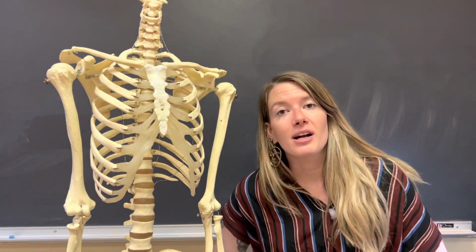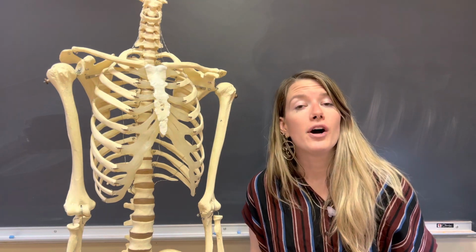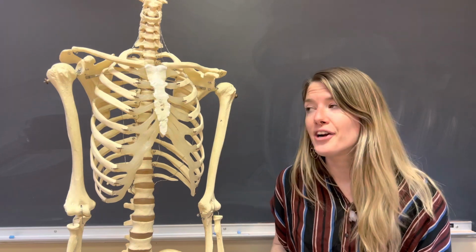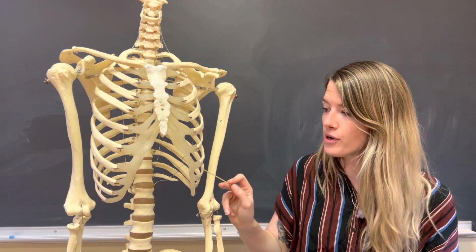So let's move on and talk about the ribs. Your ribs can be broken up into two major categories. Now, you have 12 ribs total. So your first 7 are going to be true ribs, and your last 5 ribs are going to be false ribs.